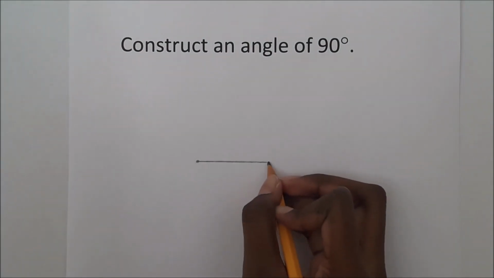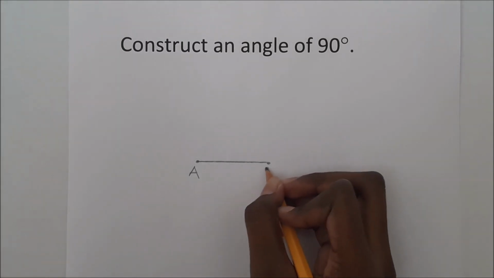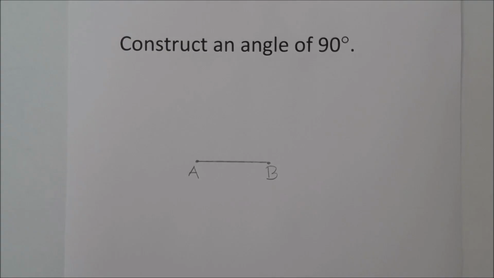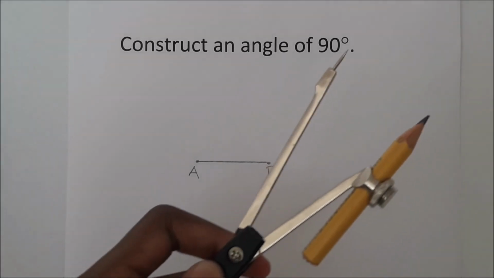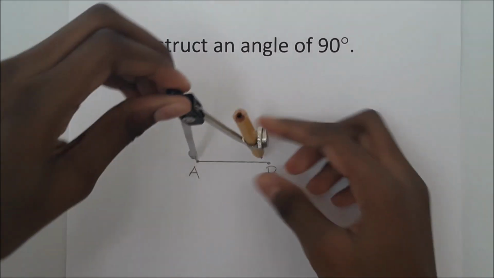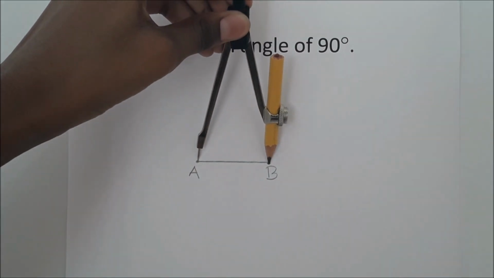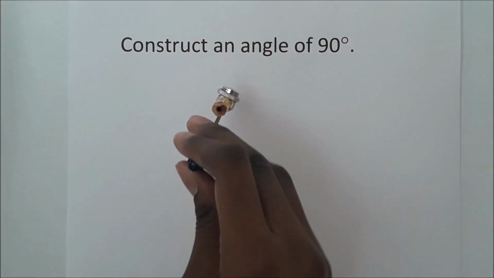Then label it, and put A and B just to make sure. Point A and point B. Then you get your compass and stretch it more than halfway on the line. Okay, she's doing it from A to B. That's fine. Make sure the tip is down. Okay. Tell us what you're doing now.